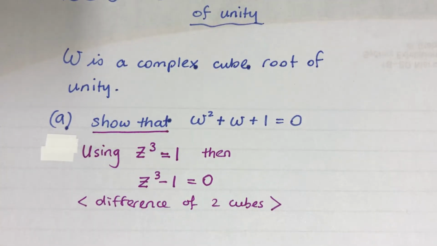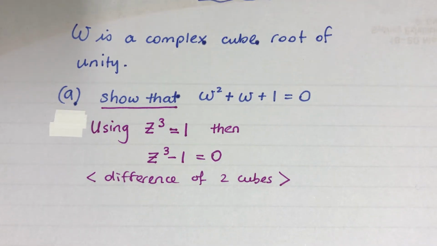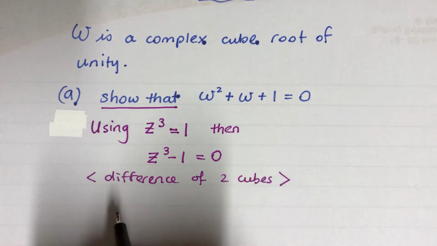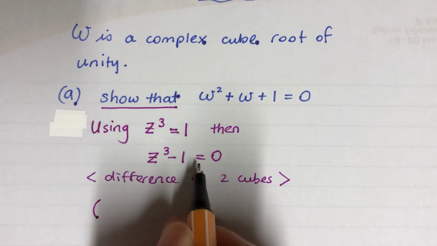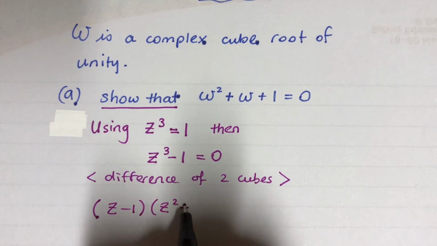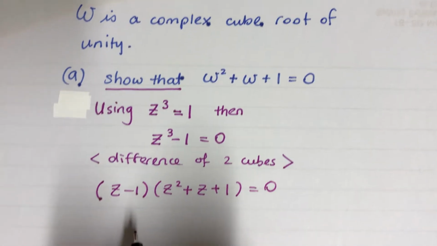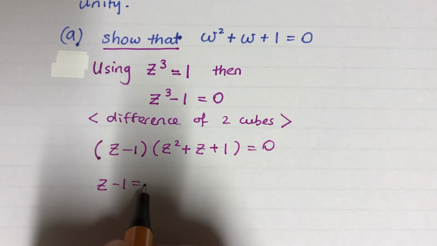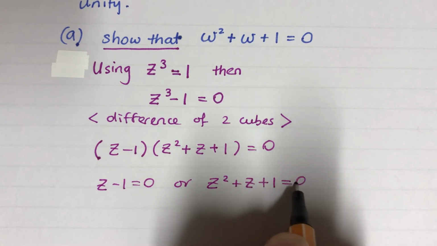I'm going to push up a little. This is what we call the difference of two cubes, okay? And I think we've done this previously. If you don't remember, go back and have a look at the previous video. If I put that into the formula for the difference of two cubes, it'll be z minus 1 and z squared plus z plus 1 equals 0. Now that means z minus 1 equals 0, or z squared plus z plus 1 equals 0.